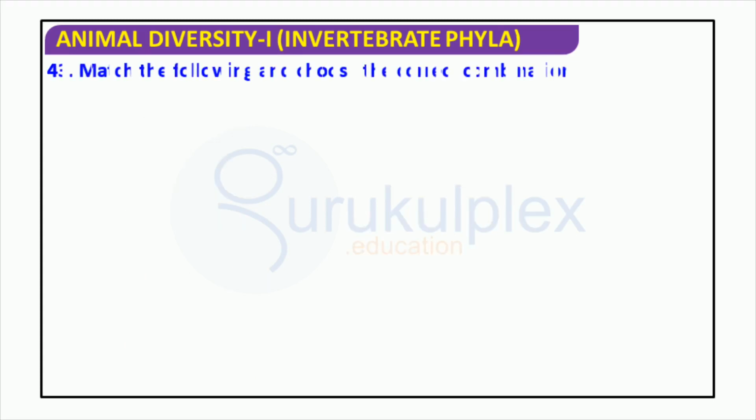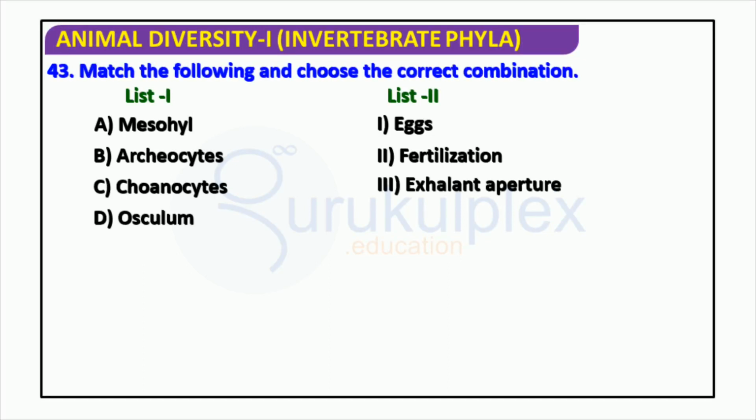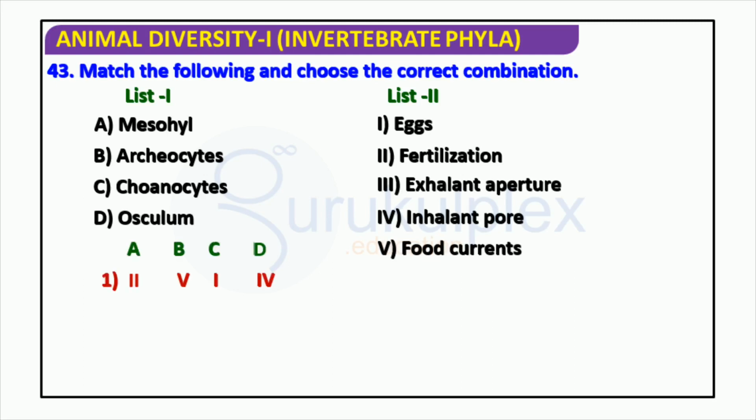Mesohyl is list 1 item 2, archaeocytes is list 1 item 1, choanocytes is list 2 item 5, and osculum is list 2 item 4. These items refer to the parts and functions of different animals. Mesohyl acts as the supportive tissue for a sponge body, archaeocytes are amoeboid cells, choanocytes form the current that brings food to the animal, and osculum is the exhalant aperture of the organism. The correct answer is number 3.